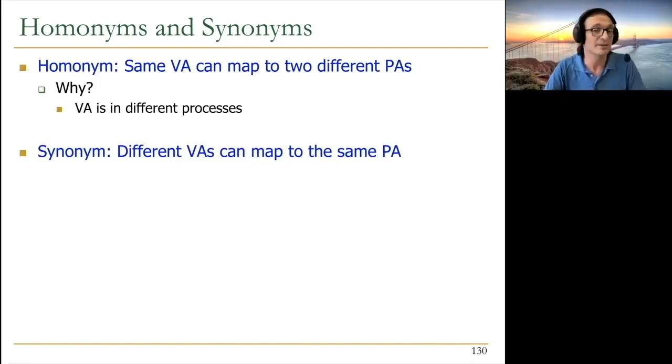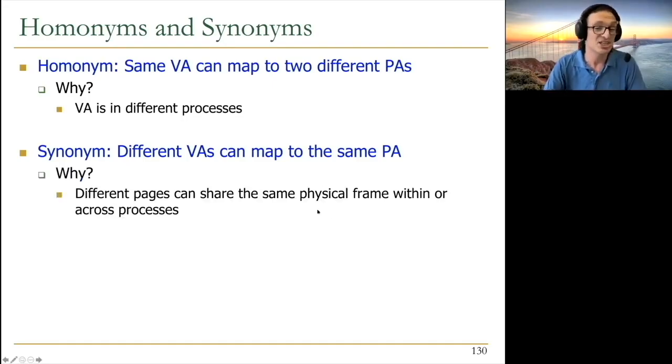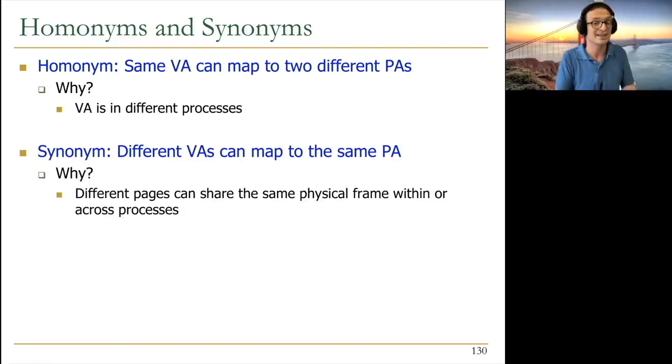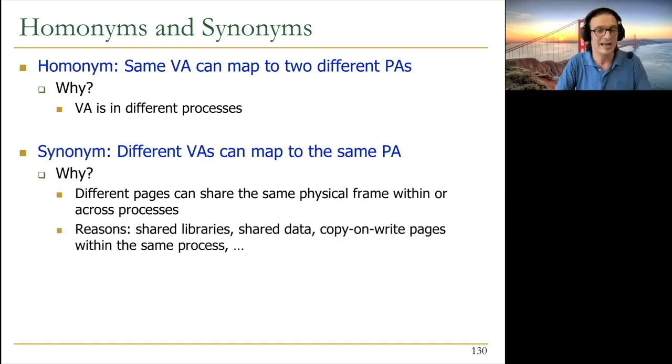Synonym problem is different virtual addresses can map to the same physical address. And again, why? Different pages can share the same physical frame within or across processes, right? Essentially, different virtual addresses can map to the same physical address. Just like we saw in the Google example, right? Different virtual addresses map to the same file, which is mapped to the physical memory. And many different virtual addresses can map to the same physical address. There could be many reasons: shared libraries, shared data, copy on write pages within the same process, files that are mapped. That's part of shared data, actually.